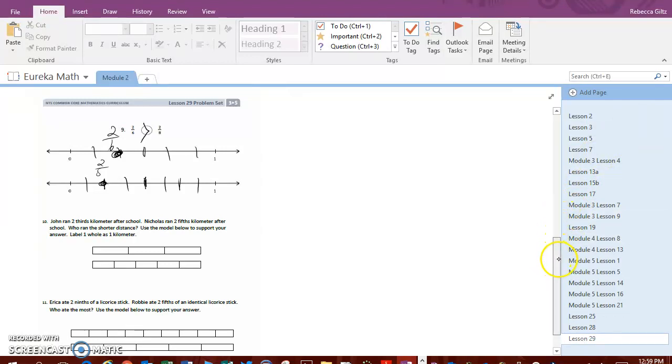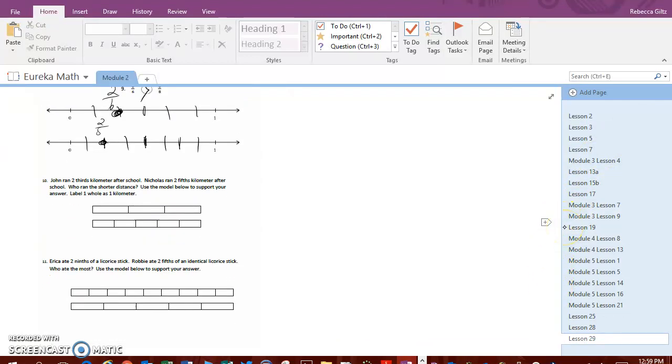Moving on to number 10. John ran 2/3 kilometer after school. Nicholas ran 2/5 kilometer after school. Who ran the shorter distance? Okay, I'm going to put a box around this just so we know. Use the model below to support your answer. Label one whole as 1 kilometer. So this is 1 kilometer.